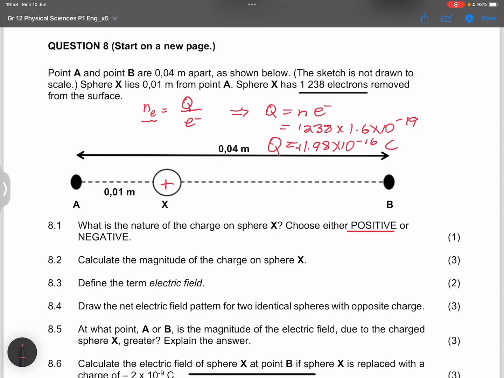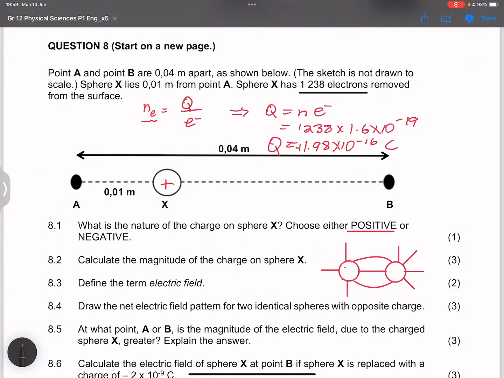They say draw the net electric field pattern for two identical spheres with opposite charges. So if we've got two spheres with two charges that are opposite, this is what our diagram would look like. We know that the two charges would exert forces of attraction on each other. That is what our diagram would look like.